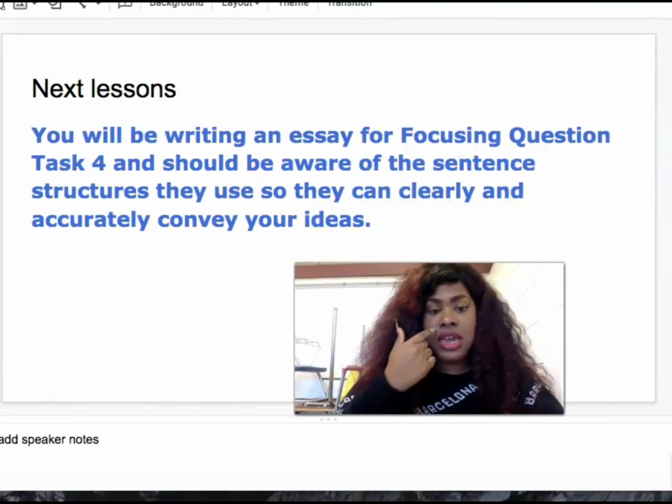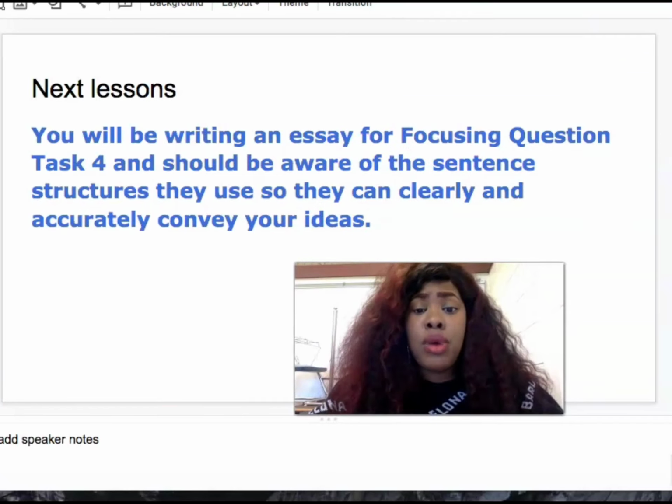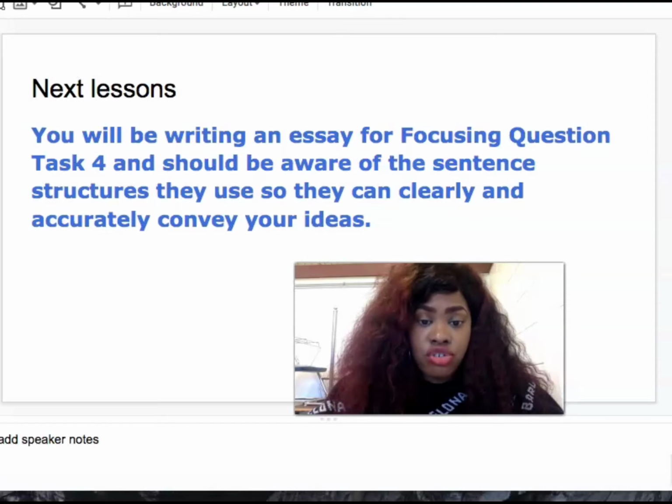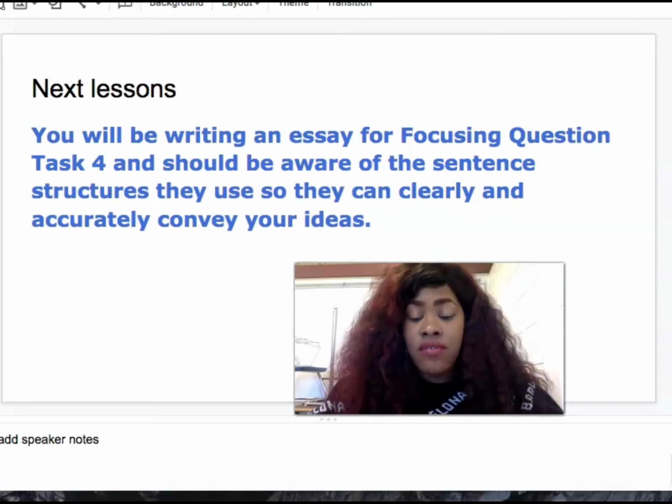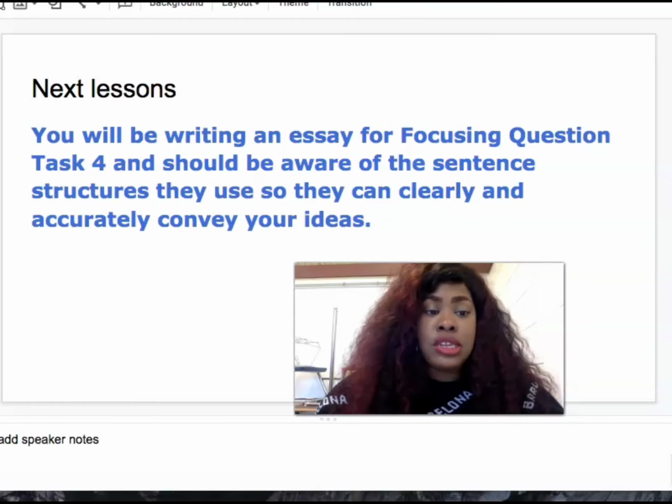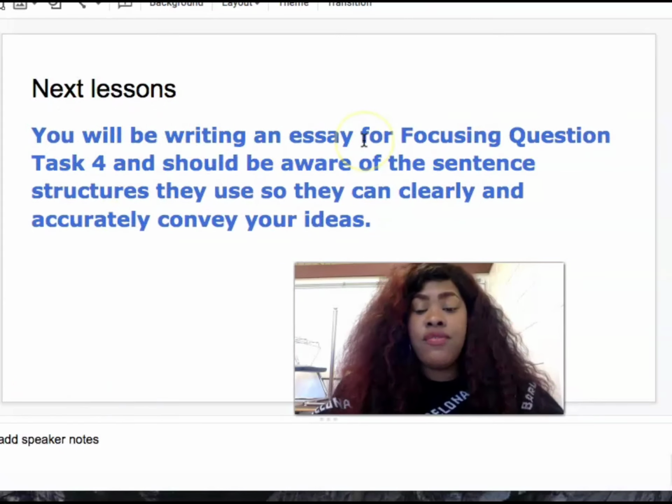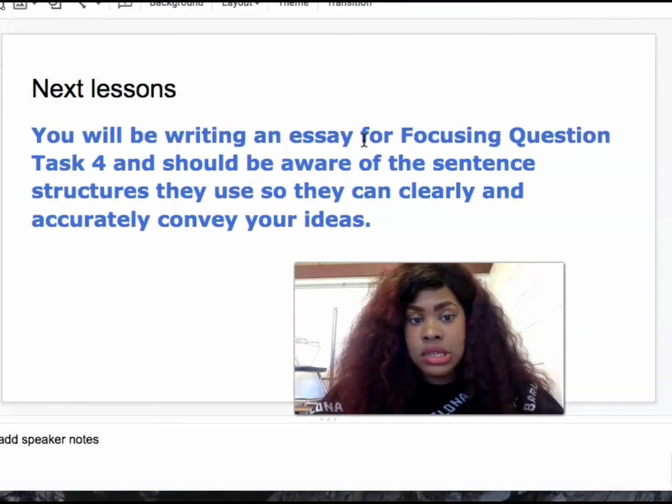For the end of our lesson today, you will be writing an essay for Focusing Question Task 4. This is in the next lessons. And you should be aware of the sentence structures that they use so you can clearly and accurately convey your ideas. So I want to make sure that you are familiar with the different types of sentences, because when you start preparing your essay for Focusing Question Task 4, I want to see a multitude of types of sentences, not just all simple sentences.